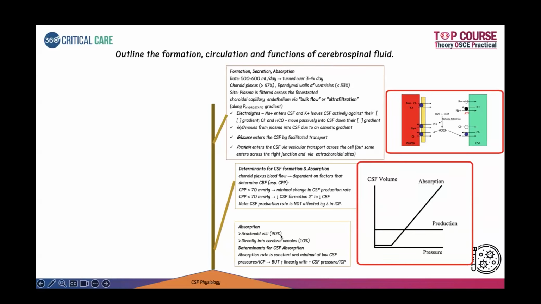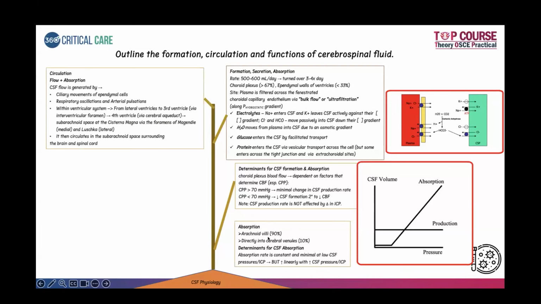Absorption, 90% is through arachnoid villi and 10% through the cerebral venules. So production is 70-30: the choroid plexus 70%, and the ependymal wall of the ventricle, which is the secretion part, 30%. And absorption is 90-10: arachnoid is 90 and cerebral venules are 10. Determinants of CSF absorption, we talked about that already.